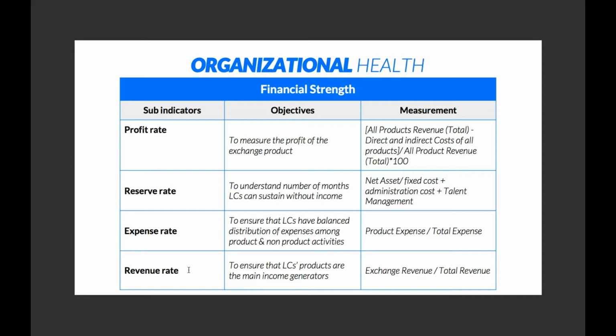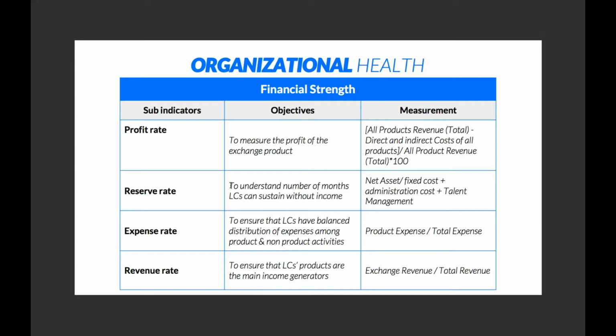Because imagine if you're a company that sells shampoo, you need to make sure that the money you get from the organization is actually from the shampoo instead of from other kinds of activity. So the reserve rate is to make sure how many months the LC can sustain without income. There's a formula here that can help you identify it. The reserve rate helps you make sure that when your LC does not have income, especially when you're at non-peak, you know how many months you can actually survive. So this is very important for you to identify the sustainability of your LC.